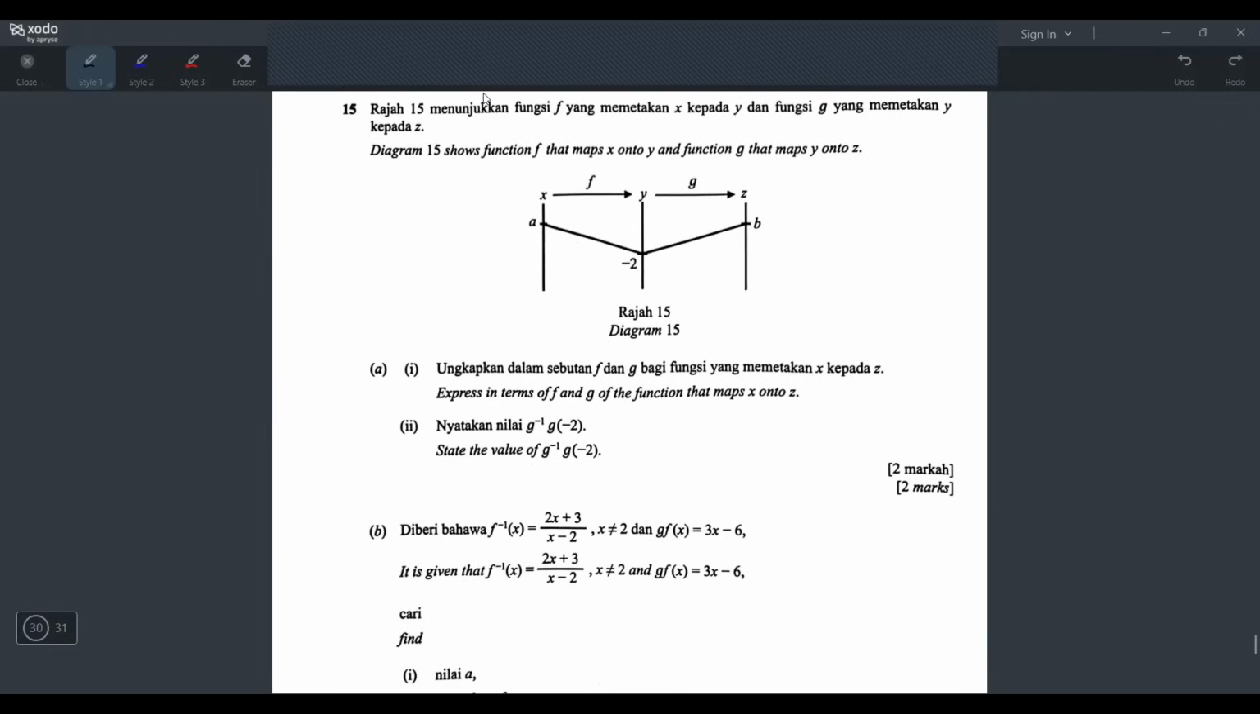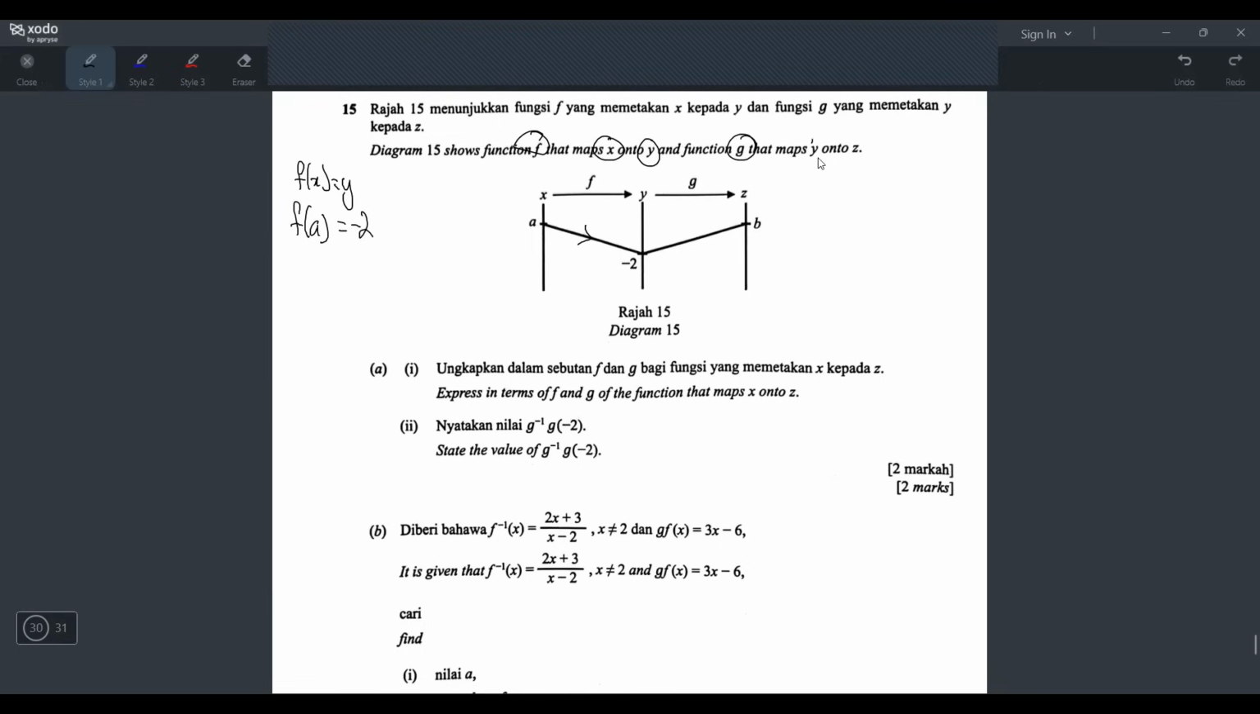Okay, I think this is the last question. So let's finish it. Diagram 15 shows function f that maps x onto y. It means going from x to y, x would be the object, y would be the image. So we can say f(x) is equal to y, right? And they even tell you when the object is a, the image is -2. The arrow is going here. So we can actually form the first function here, f(a) equals -2. It means when the object is a, the image is -2. That's what it means, right?